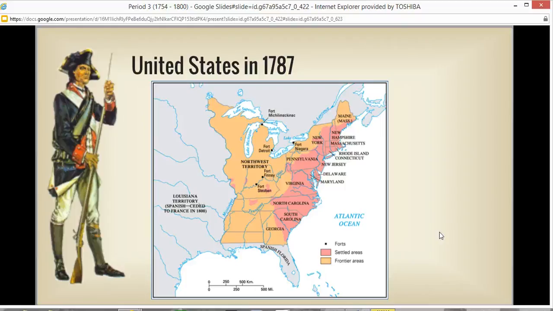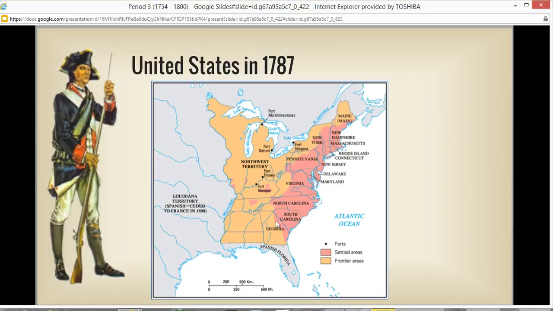Again, here's the United States, this time in 1787. You can see here the Midwestern area or the Northwest territories. Here's Fort Detroit. That was the location in 1763 that Pontiac was attacking. You can see here in the red these settled areas. Anything that's considered a frontier means that they're still exploring those areas.